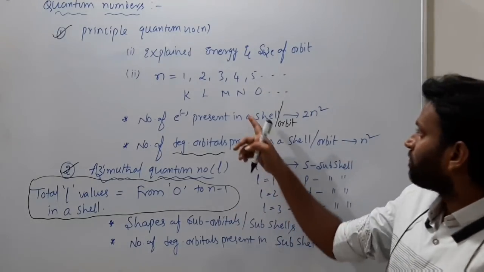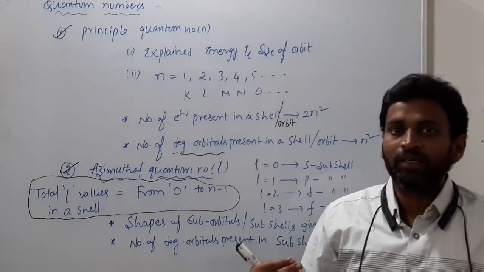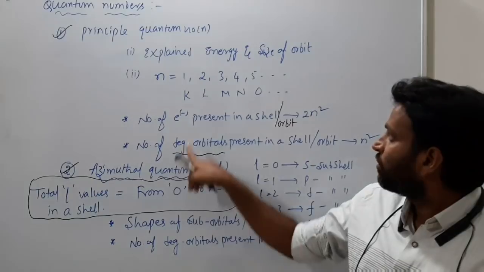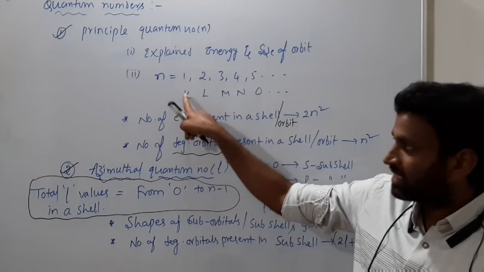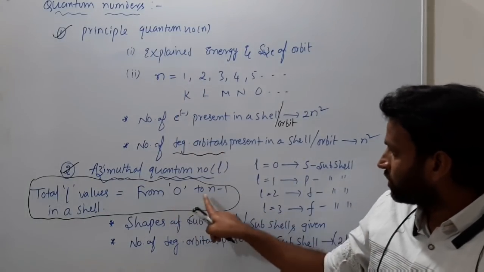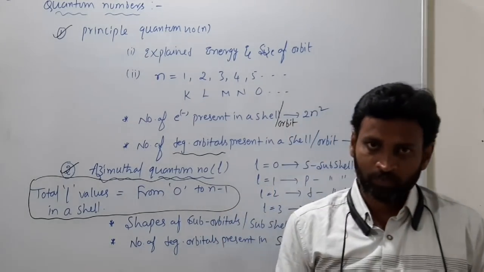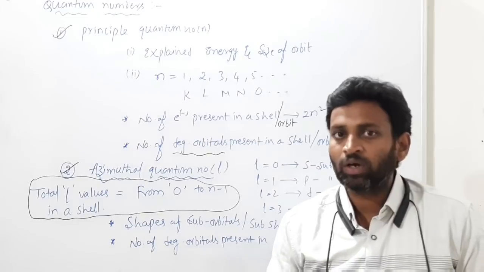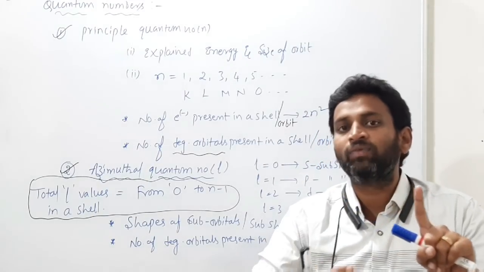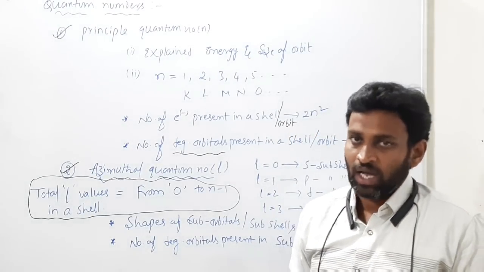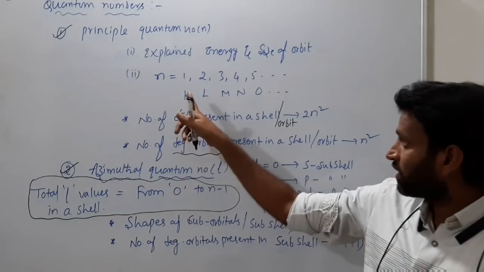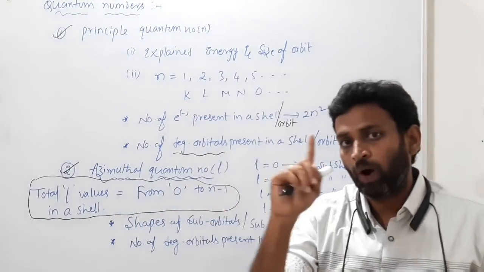Suppose in the K shell, how many l values are there? The K shell has n value 1, so 0 to 1 minus 1. That is, the l value is just 0. Total number of l values is 1, but what is that value? It is 0. That is the difference. Total l values for the K shell is 1.